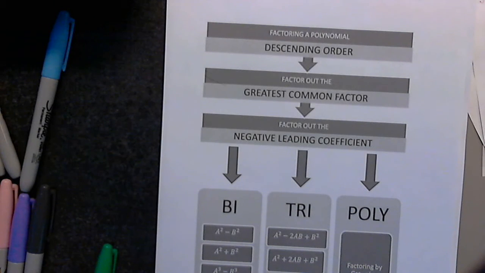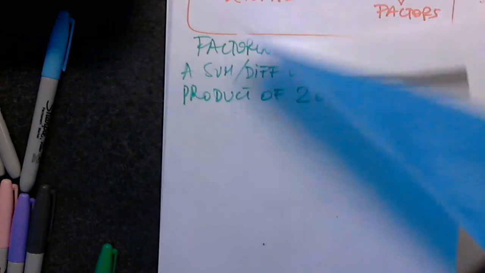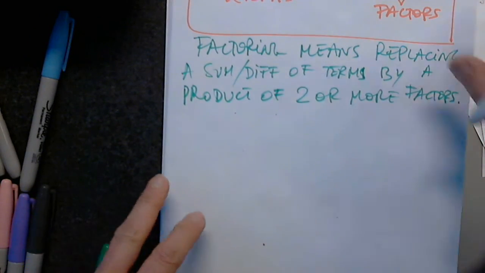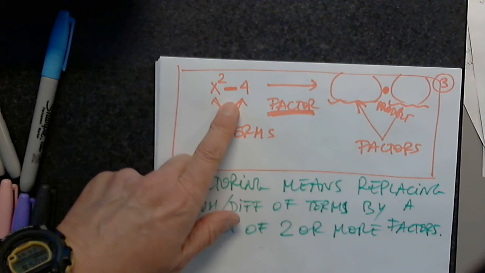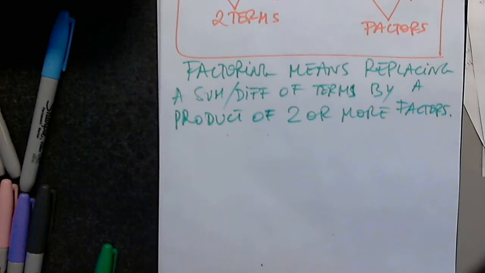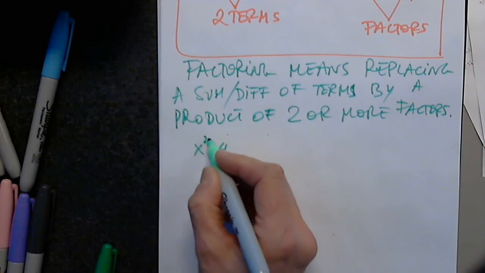Okay? And that's the end of the strategy. And now we're ready to work on problems. And I would like to work on this problem that I put up here when we were talking about what is the difference between terms and factors. So this is x squared minus 4.